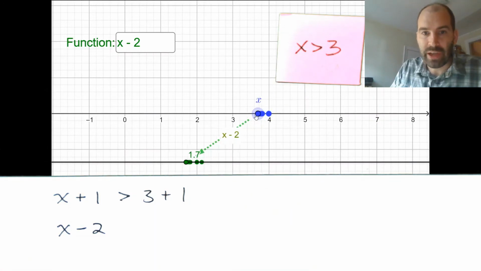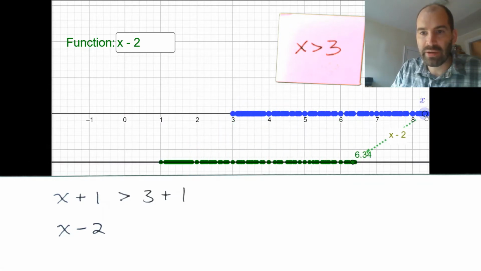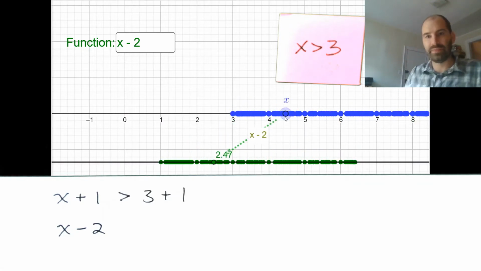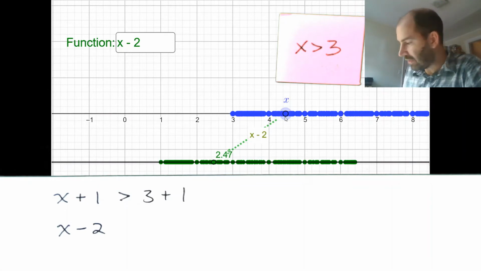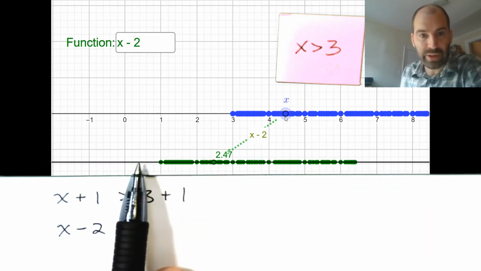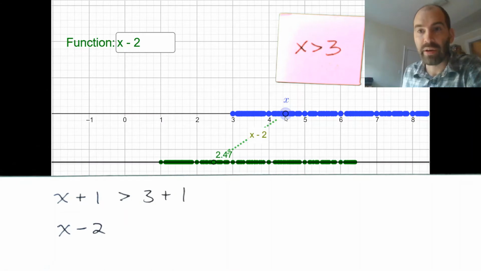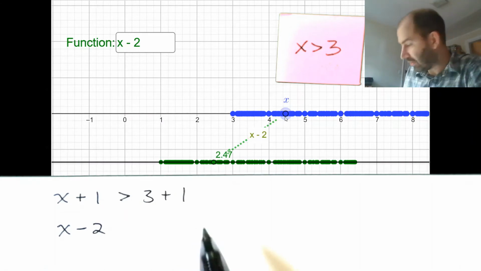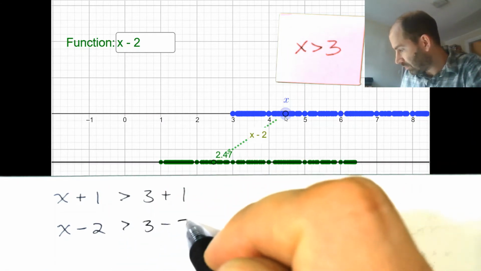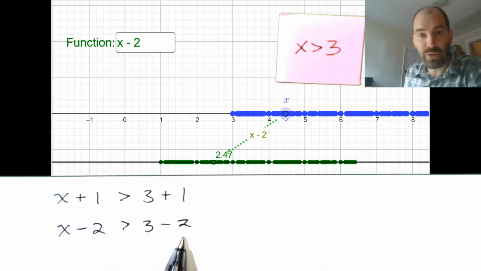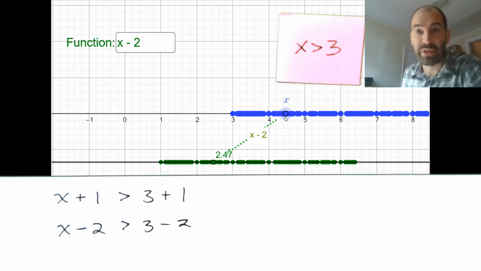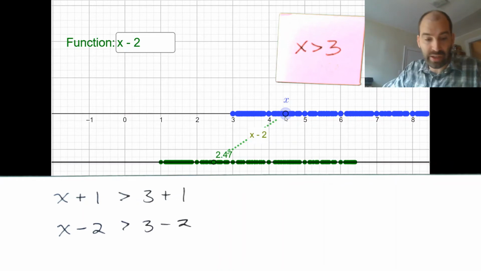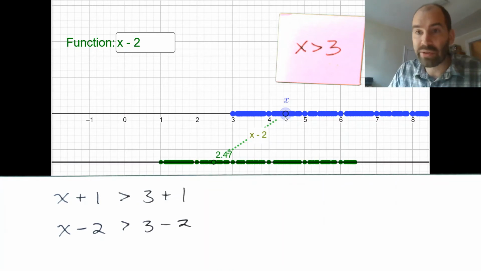All right, well, let's look at it. Okay, there we go. We go to the right of 3, and look what we're tracing out. x minus 2 is greater than 1. Where did 1 come from? That's 3 minus 2. So look at this. I just subtracted 2 from both sides and preserved the inequality. Just like equals, you can add or subtract the same number from both sides and preserve the inequality.